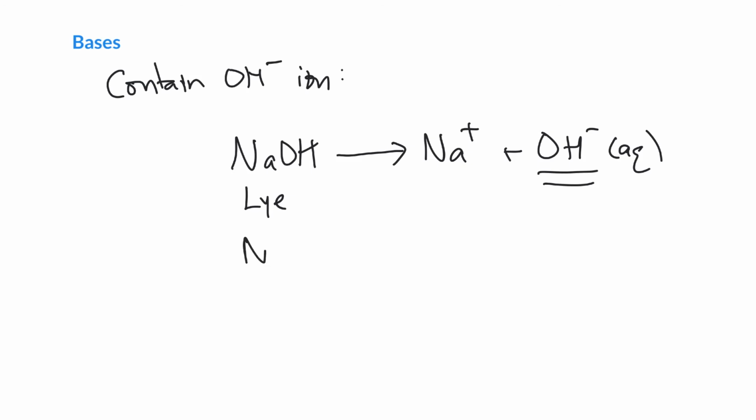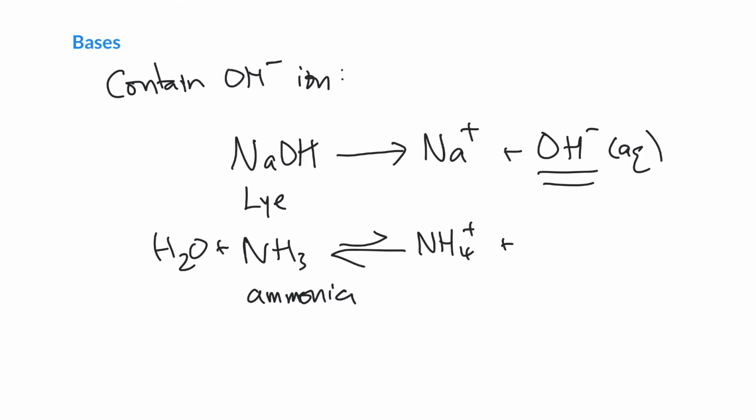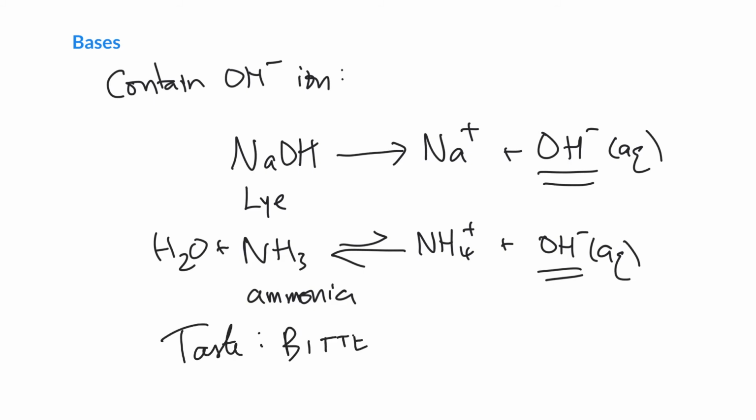Other things, so for instance, NH3, you will recognize as ammonia. It doesn't actually contain the hydroxide ion, but we'll see that it reacts with water in an equilibrium and it makes the hydroxide ion. So it makes the ammonium ion and the hydroxide ion, and that's what makes it a base. Bases are very well known for tasting bitter, and so if you like beer, if you like coffee, if you like tea, they all have that bitter flavor from the bases that are in them.